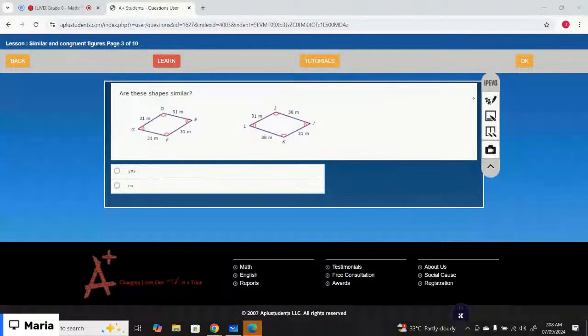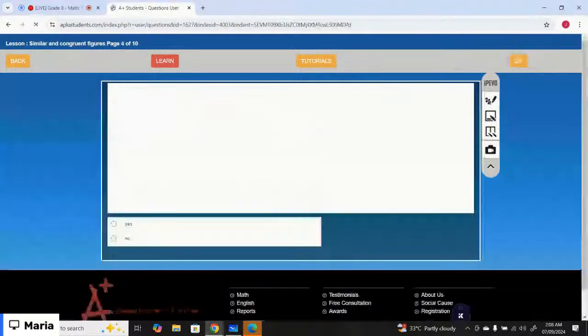You can see here GD has the side length 31 and LI has 31, so for these two sides that is 31 by 31. Here you have 31 over 38, so they are not the same. The correct option is no. Their angles are congruent but their side lengths are not the same, so the correct option is no.